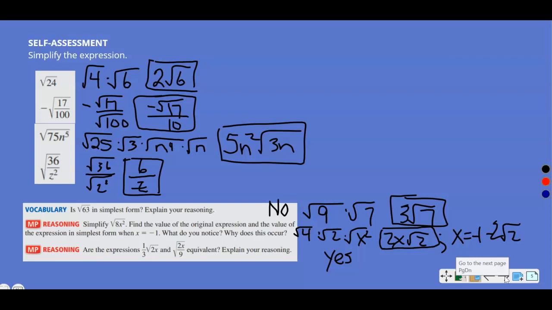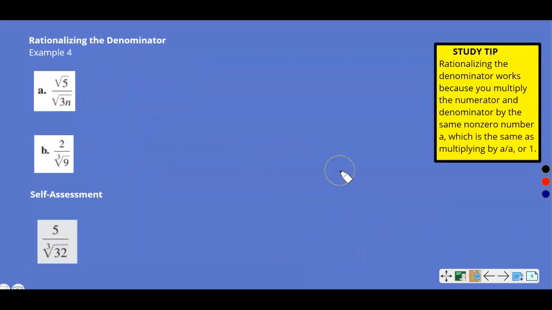All right, I hope you did well with those, and now we're going to move on to example 4. All right, rationalizing the denominator. Rationalizing the denominator works because you multiply the numerator and denominator by the same non-zero number a, which is the same as multiplying by a over a. When you multiply anything by something over itself, that's equivalent to multiplying by 1.